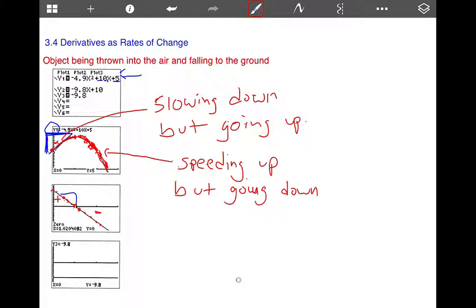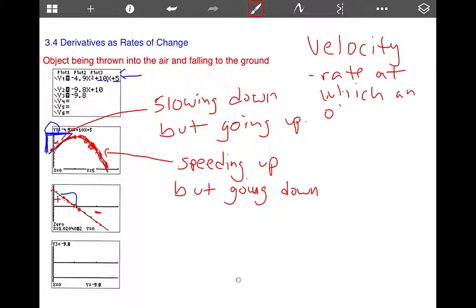So velocity, let's kind of define what velocity is. Velocity is the rate at which an object travels, but it has direction. It can go up or down, right or left, all of this stuff.